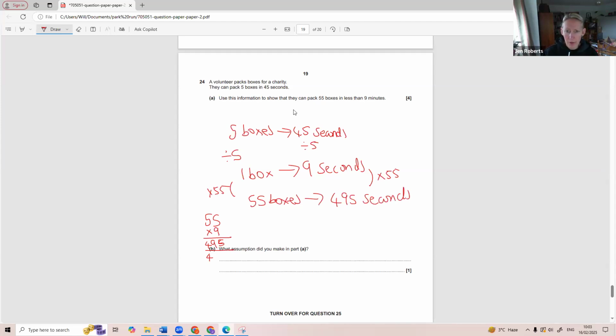To compare them, I'm going to have this in seconds as well. So it's 9 times 60. 9 times 6 is 54, so it's 540 seconds. So yes, they can, can't they? Because that's less than 540 seconds. What assumption did you make? They packed at a consistent rate. Packed at the same rate.